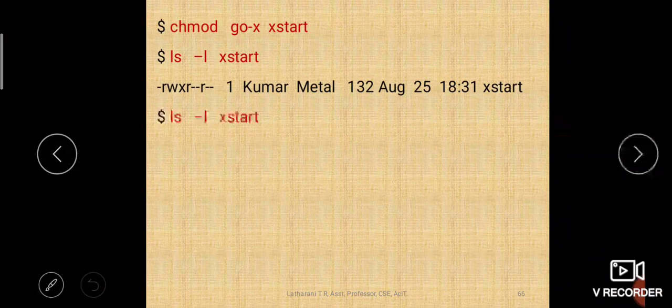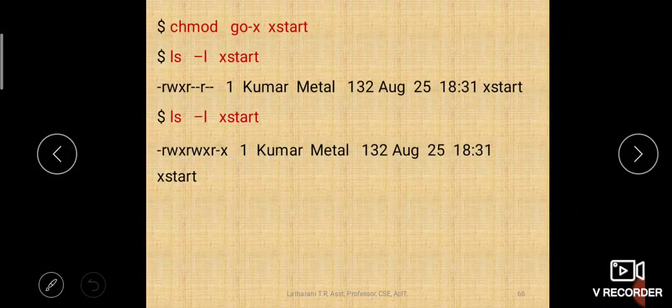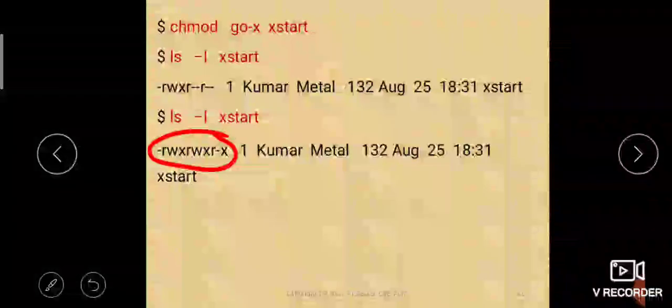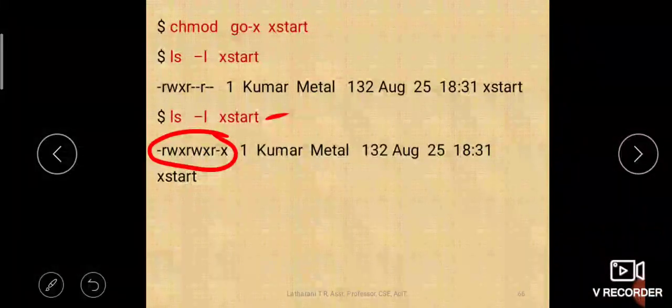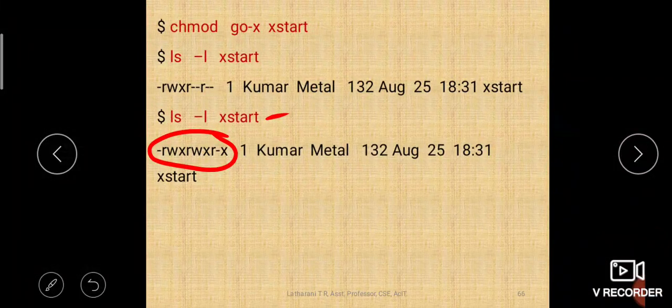Is that clear? Next, when you say ls minus l x start, let us take these permissions for reference. Let us now assume that for the x start file we have this set of permissions: RWX, all permissions for user and group, but others don't have W permission, write permission. Let us say, for example, we have this set of permissions.